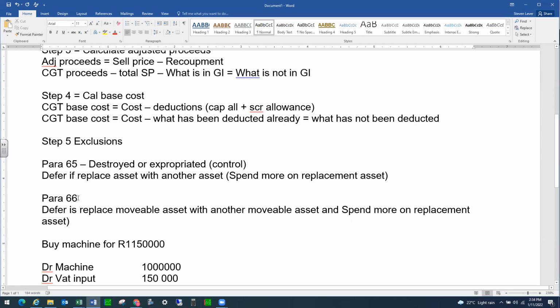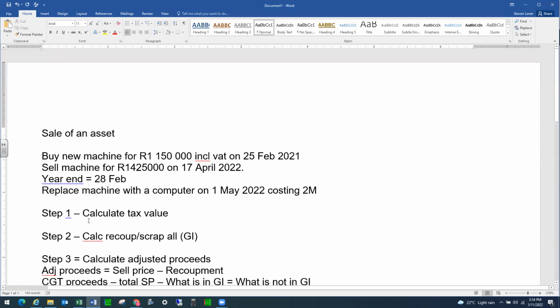So let's have a look at paragraph 66. A movable asset replaced with a computer, which is also a movable asset. It's okay in this question. So we can defer, and I'm going to discuss how we defer just now.